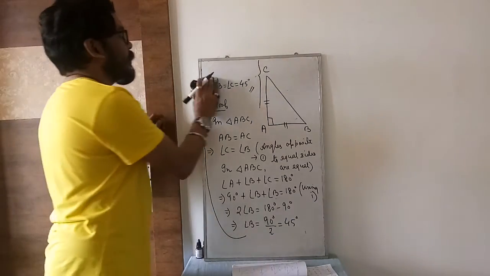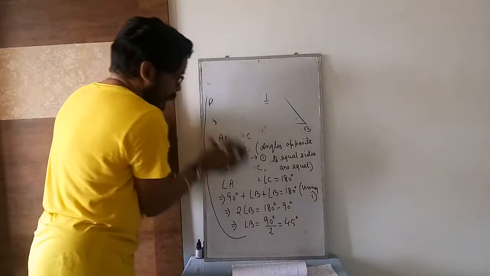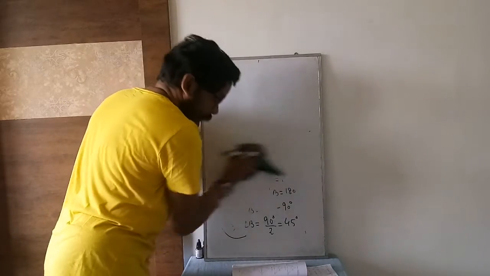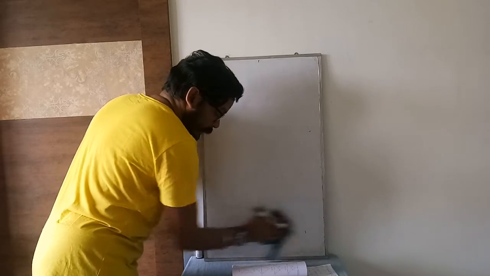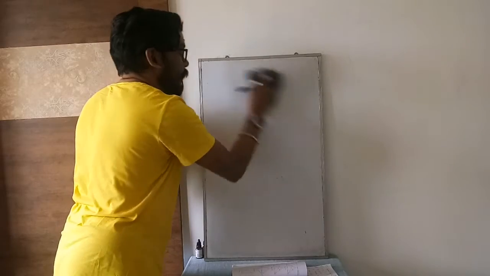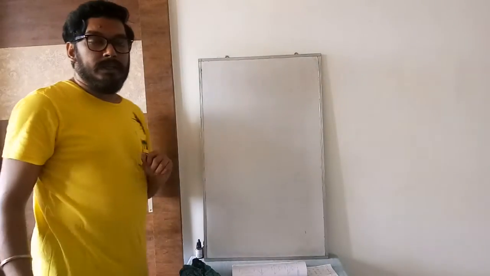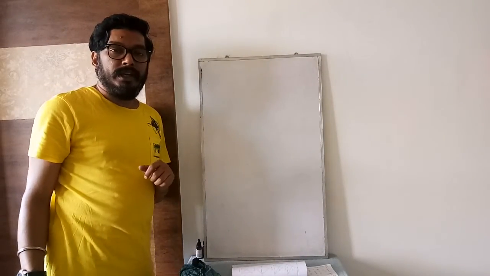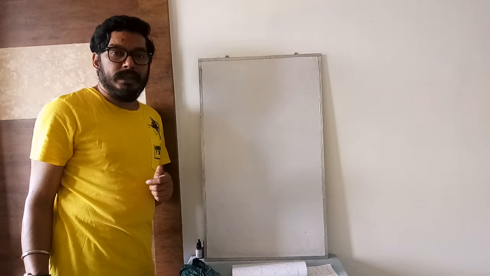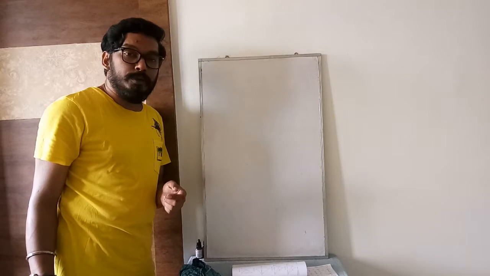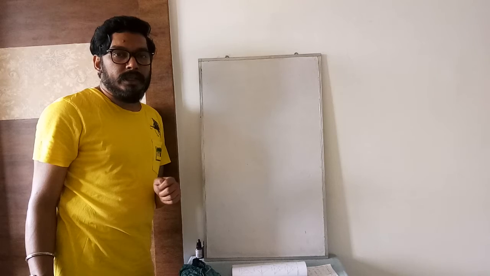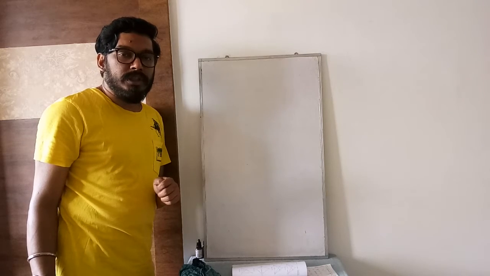Now we will come to the last sum of this exercise. Question number 8. They have said, show that the angles of an equilateral triangle are 60 degrees each. We all know that an equilateral triangle means a triangle whose all sides are equal and all angles are also equal. So each angle measures 60 degrees. Now here we have to prove it. I have to show that each angle of an equilateral triangle is equal to 60 degrees.